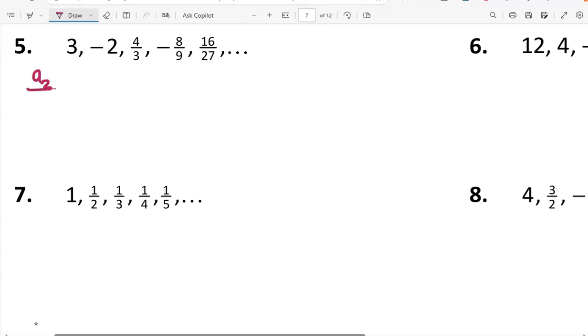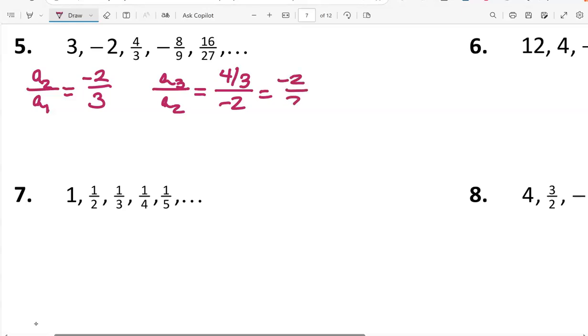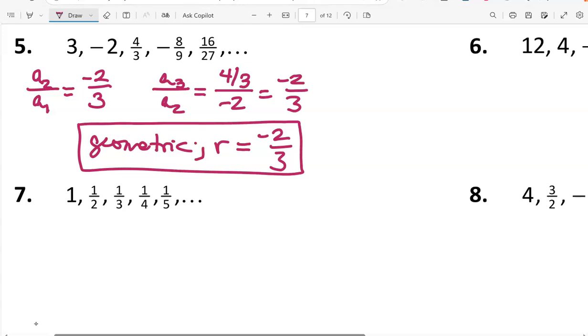A sub 2 divided by a sub 1 is negative 2 divided by 3. A sub 3 divided by a sub 2, each term divided by its previous term, is 4/3 divided by negative 2, and that's also negative 2/3. If we divide any pair of terms, that term divided by its previous term, the ratio will be negative 2/3, and so therefore this is a geometric sequence with a common ratio of negative 2/3.